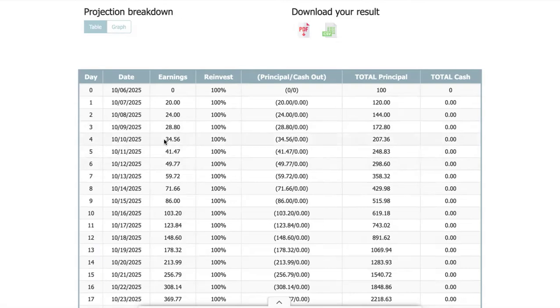Day 3, you need to make $28.80. By the time you close that out, you're up 172. Day 4, you need to make $34.56. By the time you close that out, you're up 208. But with VIX, you can get there quicker if you are securing profits. Scale your account, scale it, scale it, scale it.